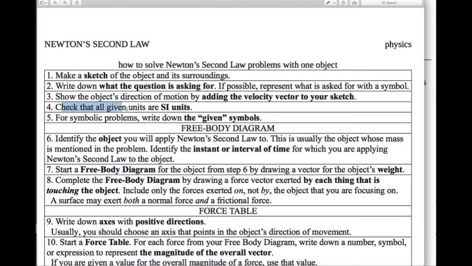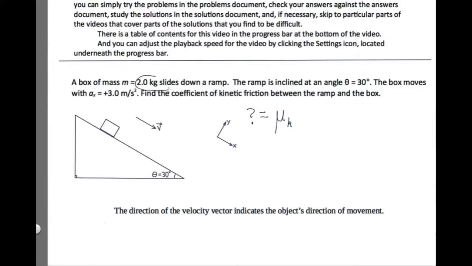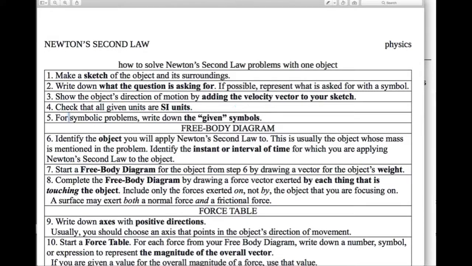Our next step is to check that the given units are SI units. Kilograms are SI units for mass, meters per second squared are SI units for acceleration. So we made that check. This step is not relevant because we're working on a numeric problem.